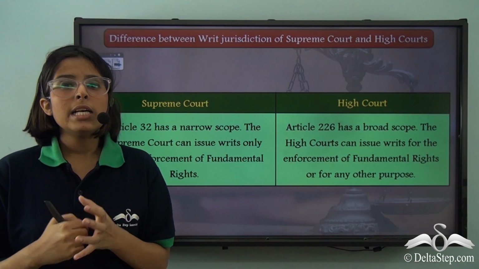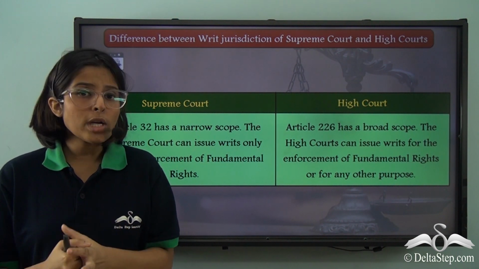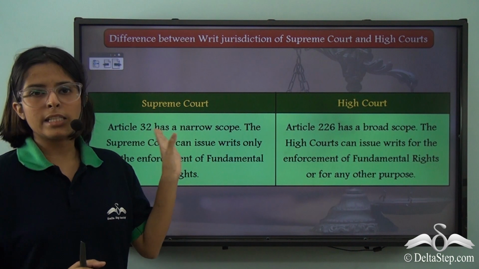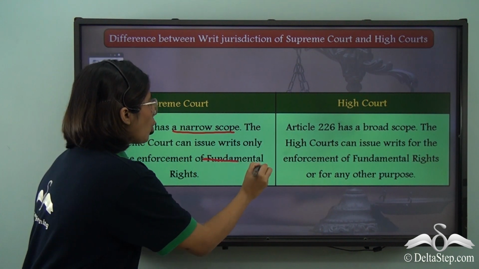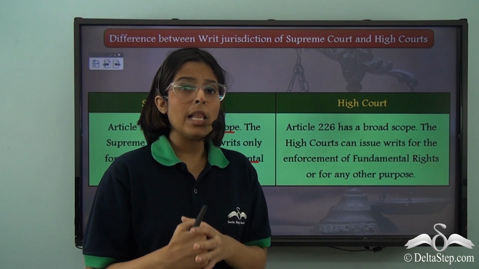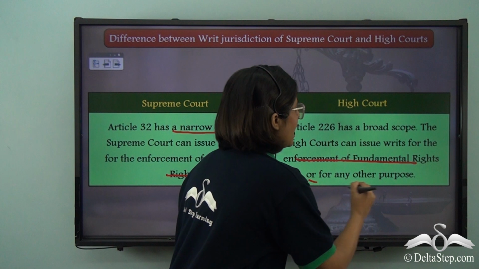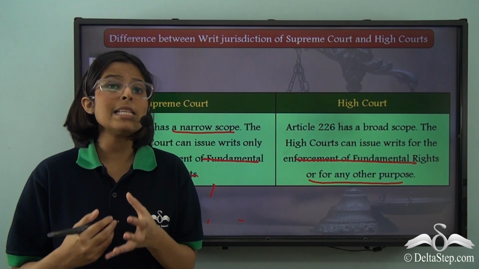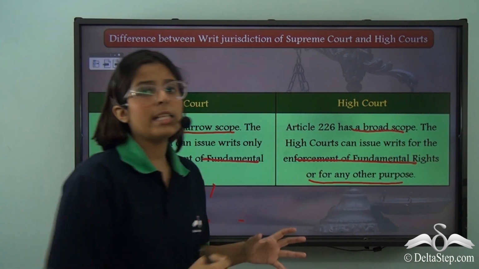Now, as we saw before, the Supreme Court can issue writs to enforce our fundamental rights. So, only if there is a violation of our fundamental rights can the Supreme Court issue writs. So, Article 32 has a narrow scope because the Supreme Court can issue writs for the enforcement of only the fundamental rights. Whereas, Article 226, which allows the High Court to issue writs, can be for the enforcement of fundamental rights or for any other purpose. Such as, even if there is a violation of our legal rights, the High Courts can still issue writs. Therefore, the High Court's writ jurisdiction is broader than that of the Supreme Court.